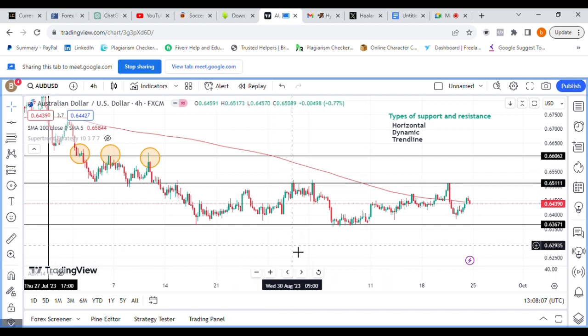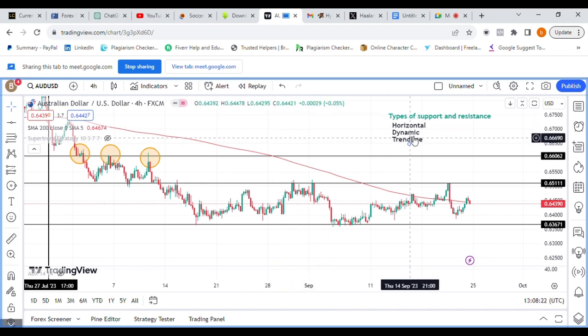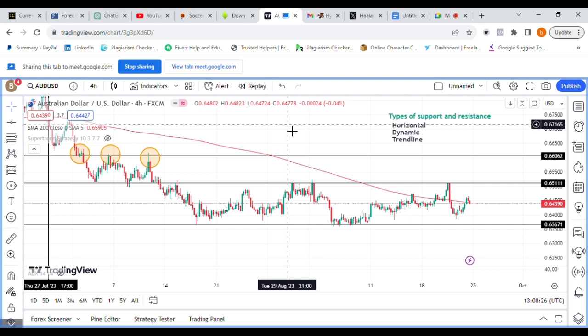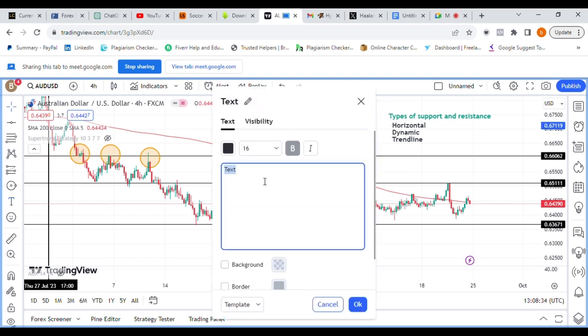Now we've gotten the horizontal ones. Now let's look at dynamic. What do you mean by dynamic support and resistance? Can you throw a little light on what you understand by dynamic? Okay. Dynamic support and resistance now. Let me just write that out so that after this class, you can always look at it again.